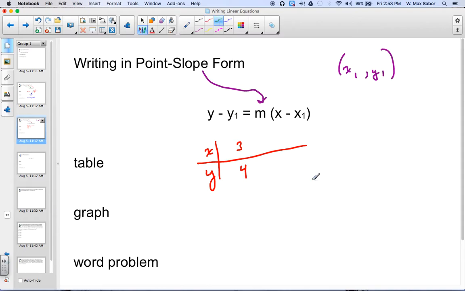For a graph, well, you've got a lot of points on a single graph. You can pick any random point that you can read and substitute those in as x1, y1. And for a word problem, we're looking for any snapshot. So when you know the x value and the y value are true at the same time, that's what you're looking for. If you want, you can use the y-intercept, but then you may as well be writing in slope-intercept form.